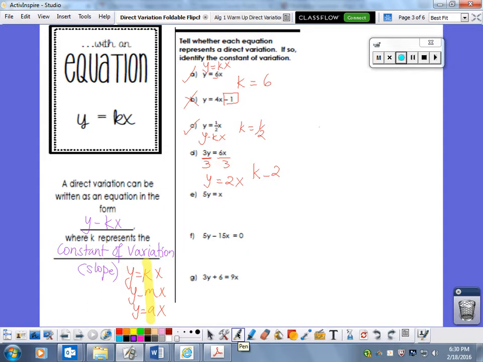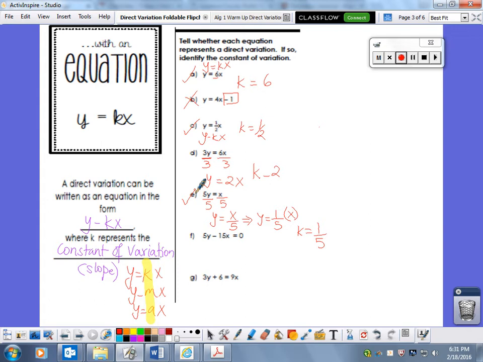So moving on to letter e, the same concept, students. I don't have y all by itself. I have a number or a constant that is being multiplied to y. So to get rid of the number, divide on both sides by 5. So you have y is equal to x divided by 5. The same thing, students, we can write this as y is equal to 1 over 5 times x. Do you see that? The constant of variation now is a fraction, which is 1 over 5. And this is a perfect example of direct variation.